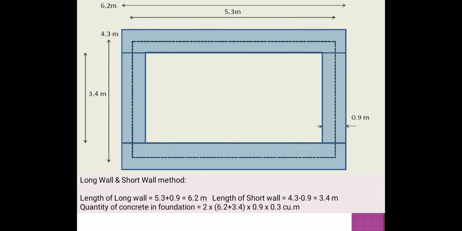In case of long wall short wall method, the length of long wall is 5.3 plus 0.9, that is equal to 6.2, and length of short wall is 4.3 minus 0.9, that is equal to 3.4. Therefore, the quantity of concrete in foundation is 2 times (6.2 plus 3.4) into 0.9 into 0.3. So this is how we calculate the quantity of concrete in foundation using long wall and short wall method.